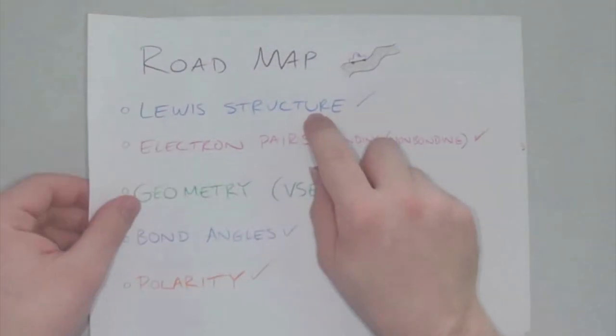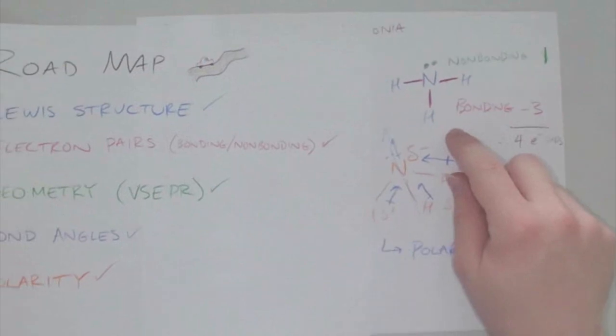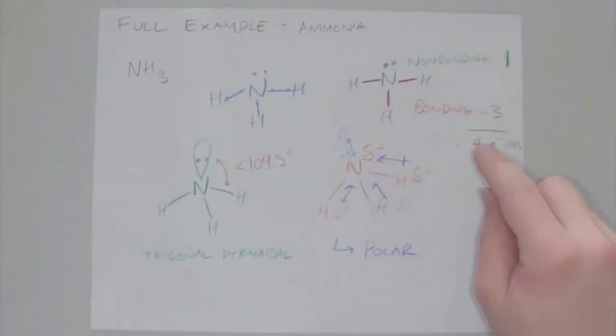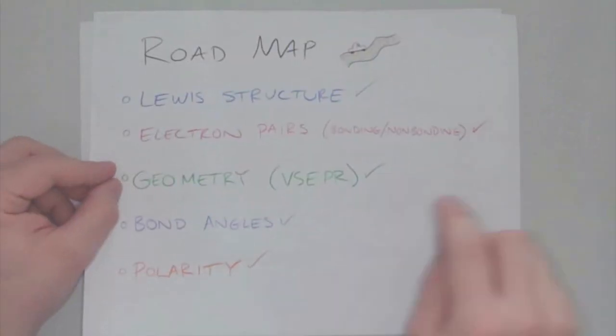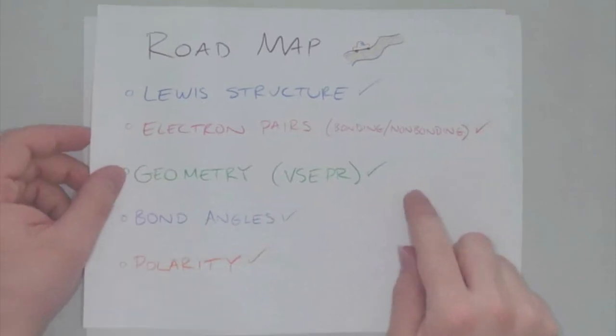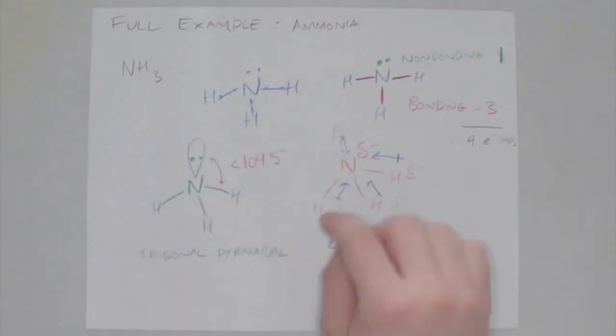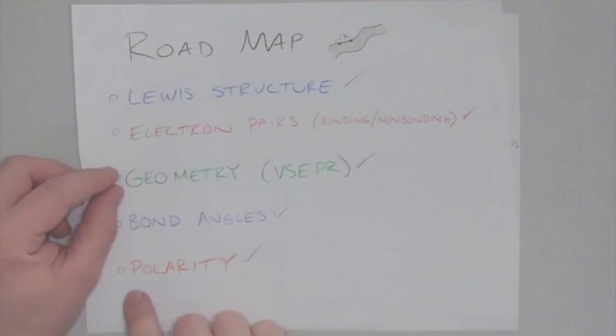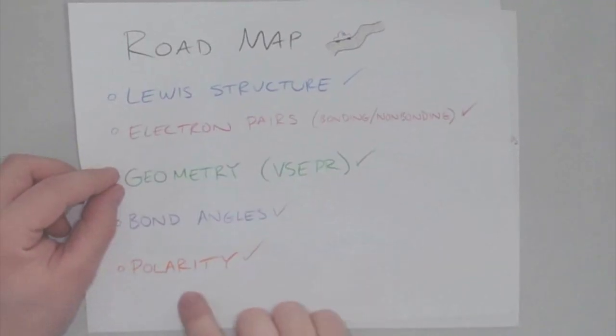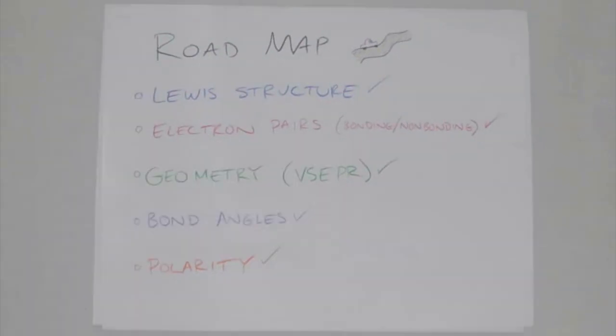So once again, we're able to look at the Lewis structure, and from that see how the electron pairs are bonding and non-bonding. We saw how the geometry of the molecule is predicted by VSEPR theory. Then we could specifically look at what sort of bond angle we would see. And then finally, we saw if it was polar or non-polar. So those are the basics of what you can do to predict the shape of a molecule.